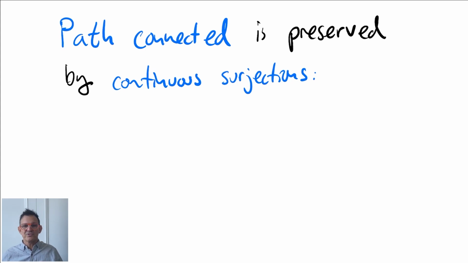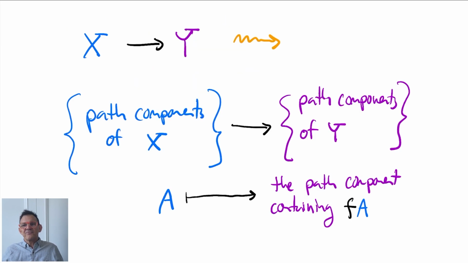Path connectedness is preserved by taking quotients because quotient maps are surjective. Also, any map from X to Y induces a function from the path components of X to the path components of Y. If A is a path component of X and f maps X to Y, the image f of A is path connected, hence contained in exactly one path component of Y. Sending A to this path component defines a function from the path components of X to the path components of Y.